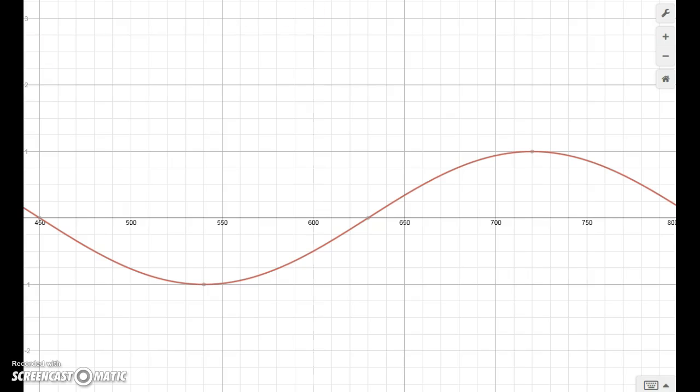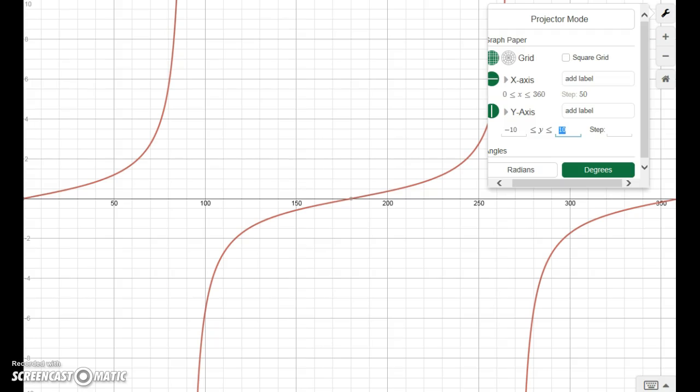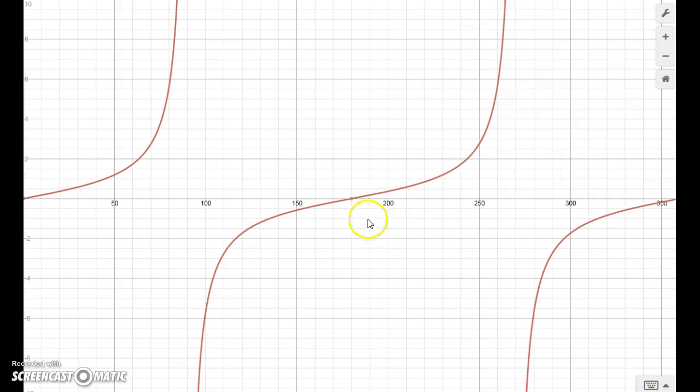Right, let's go and have a look at the last graph, which is our tan graph. Main features here: cuts the x-axis at 0, 180 and 360, just at the end there.